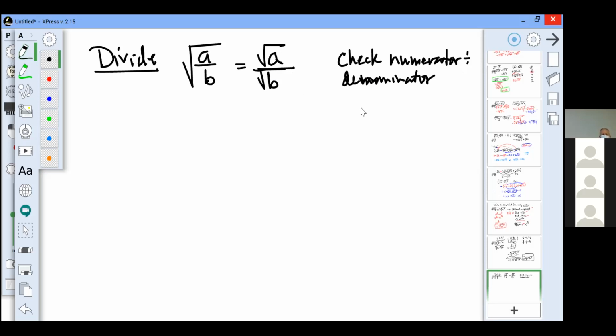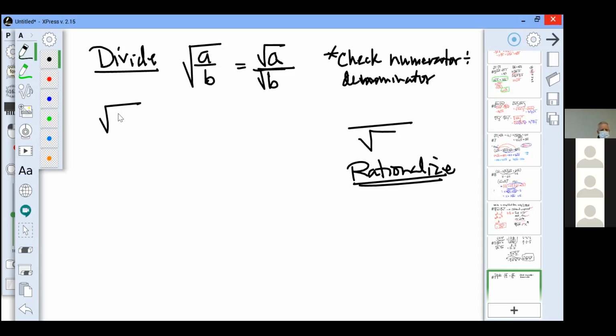If you end up with a radical in the denominator of any kind, then we have to rationalize. Most of the things in this division section are going to turn into rationalized problems, because that's something you need to know how to do. My comment here, check numerator divided by denominator, would be absolutely appropriate for this one.